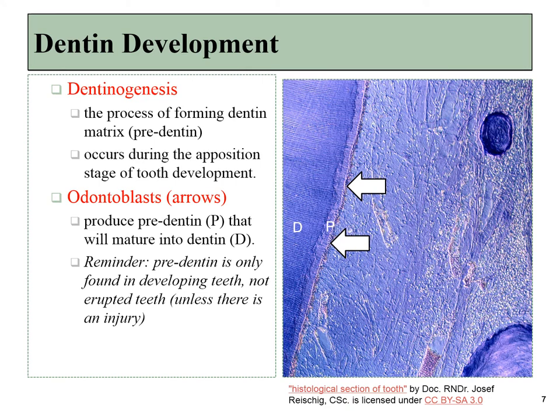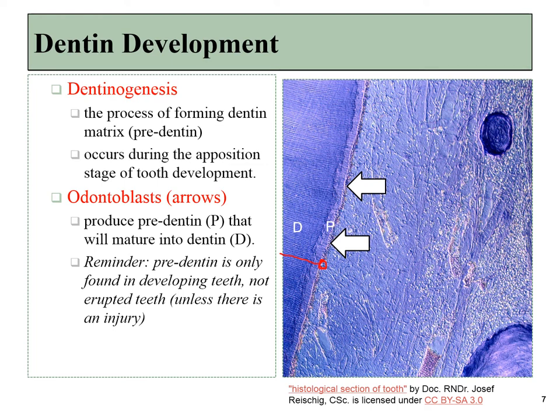The formation of dentin is called dentinogenesis. The cells that make the dentin are called odontoblasts, and they initially make pre-dentin, or an immature, squishy form of dentin that will later mineralize and harden. So over here in this image, we can see the arrows are pointing to the cell bodies of the odontoblasts. So these are the nuclei of those cells over here. And as we've talked about in previous lectures, these cells leave behind little extensions called odontoblastic processes.